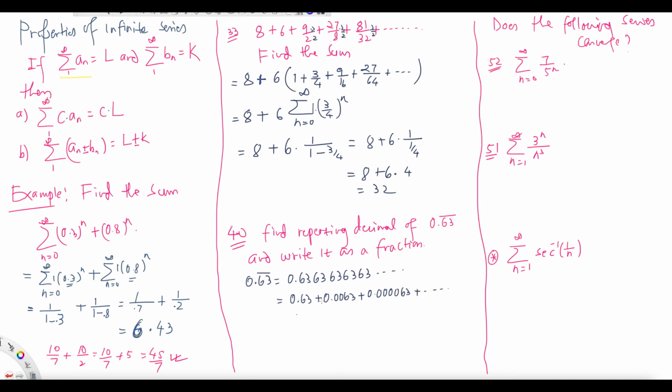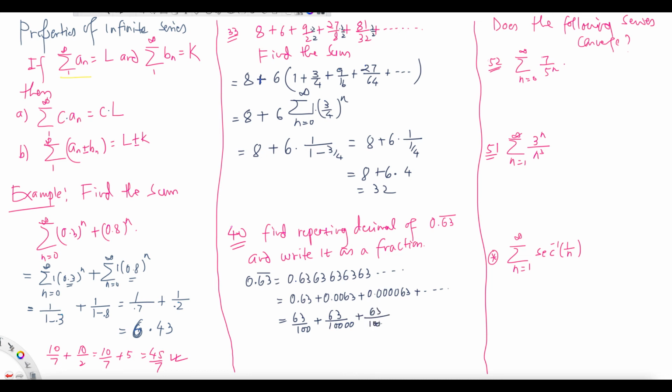You see that? So if you do this, what do you get? You can write this as 63 over 100, plus, this is how much? This is 63 over 100 times another 1 over 100, that will be 63 over 10,000, plus this will be 63 over 1 million.